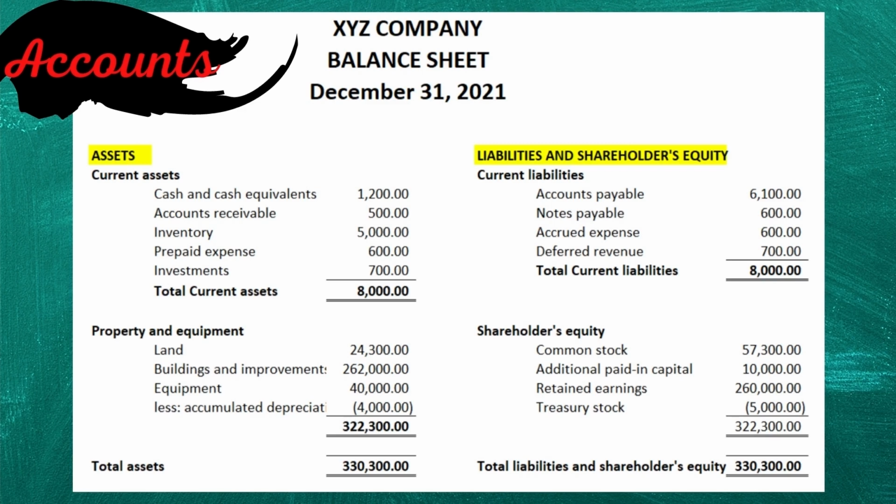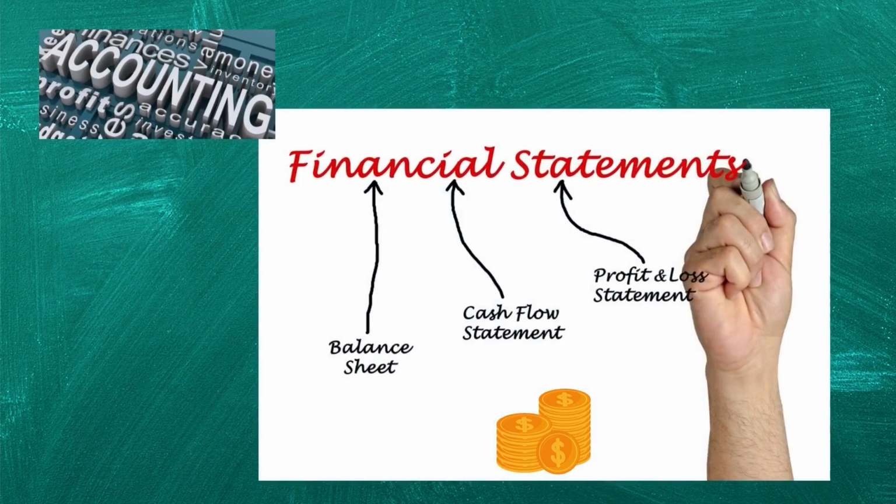All accounts in the chart of accounts or general ledger fall into three main categories, and these are asset, liability, and equity. Asset accounts have a debit balance and represent the resources a company has at its disposal. Liability accounts have a credit balance and represent the money that a company owes to other entities. And equity accounts also have a credit balance and they represent the owner's stake in the company.